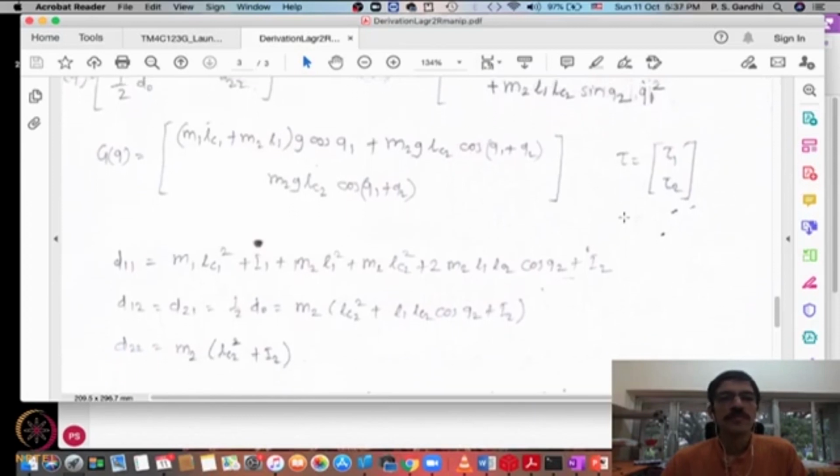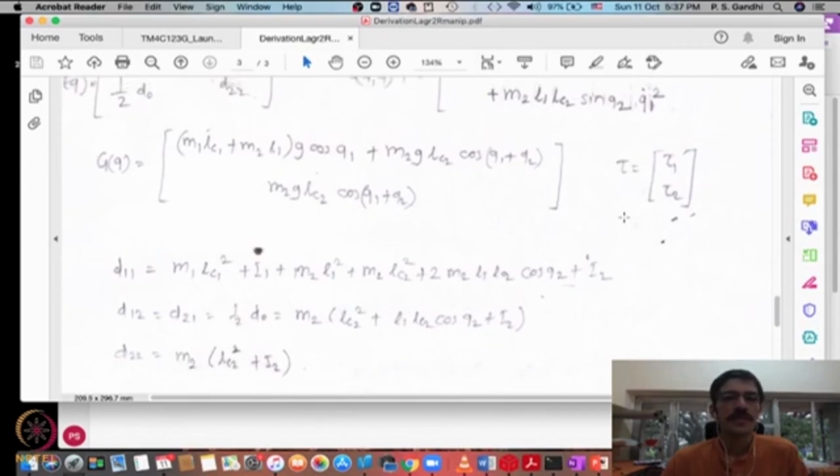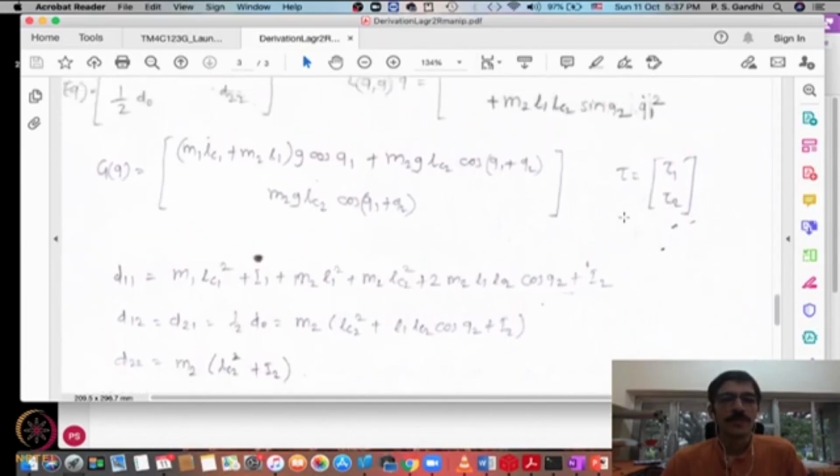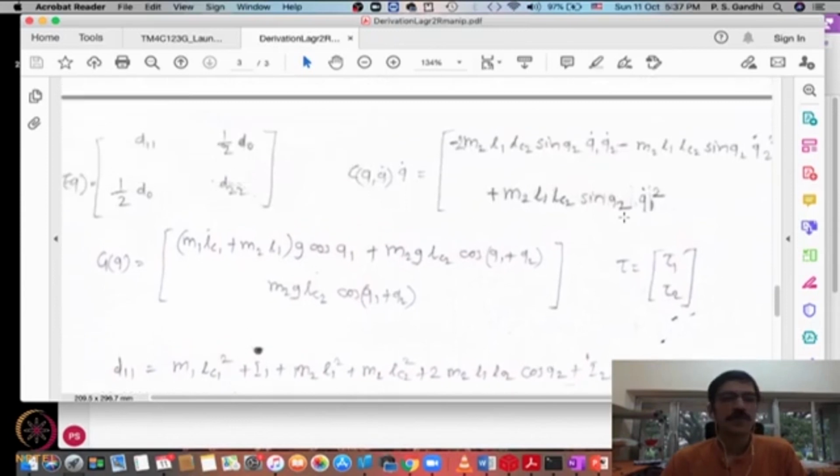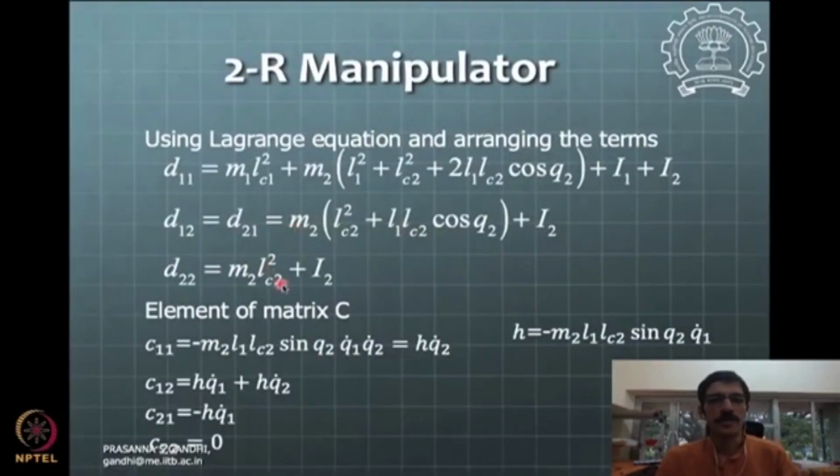We'll see what the properties of these matrices are a little later, but you are expressing this in these forms for some reason, and we'll see that reason in a while. So this is the formulation of the 2R manipulator that we have seen here, and the same thing is put up here. Now with this formulation, we further move on to see some of the interesting properties of this Lagrange formulation.